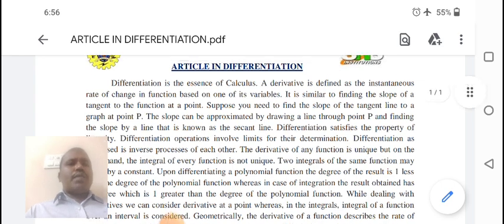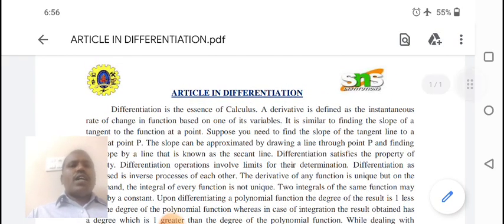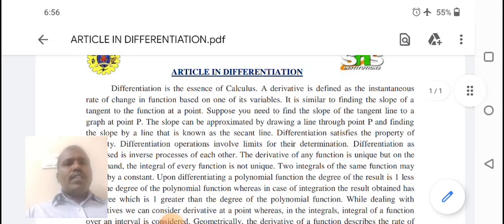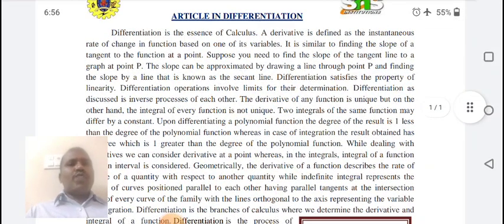Today, I am going to talk on the topic of derivatives in differentiation. Differentiation is the essence of calculus. A derivative is defined as the instantaneous rate of change of a function based on one of its variables. It is similar to finding the slope of the tangent of a function at a point.